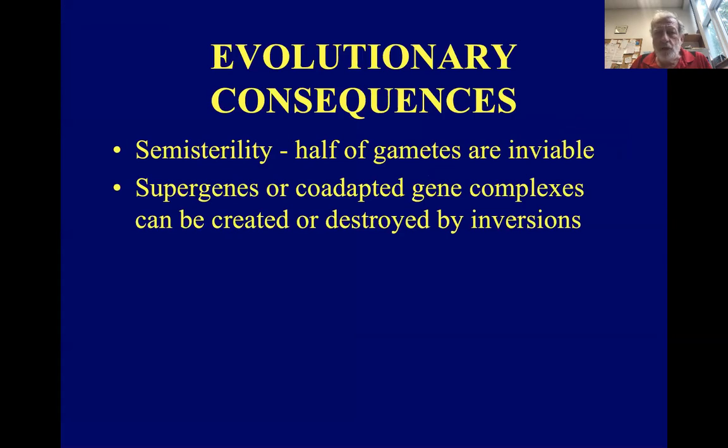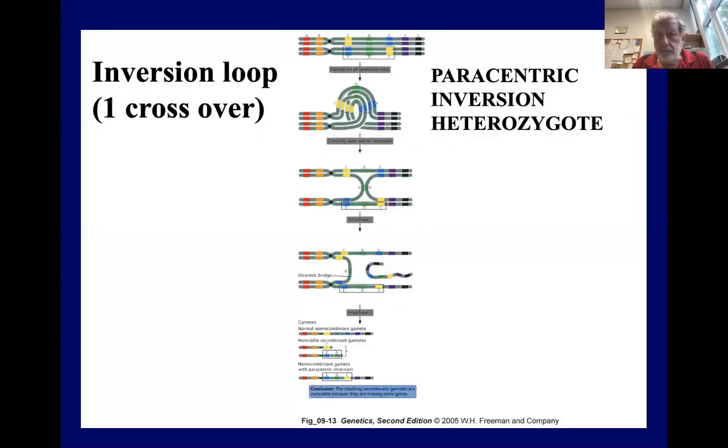Inversions can create or destroy these linkage groups or co-adapted gene complexes. So they could be beneficial mutations at times, but usually they are thought to be deleterious mutations. This shows our paracentric inversion from start to finish. So in a problem, I would give you the inversion loop and expect you to tell me this stuff at the bottom. And those two things in the middle, we can kind of ignore. Those are just intermediate steps.